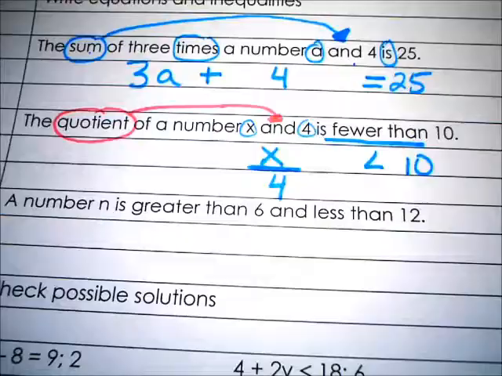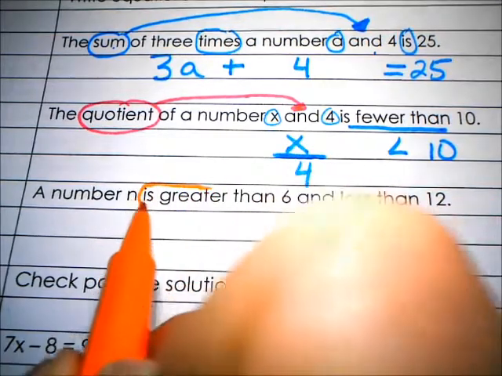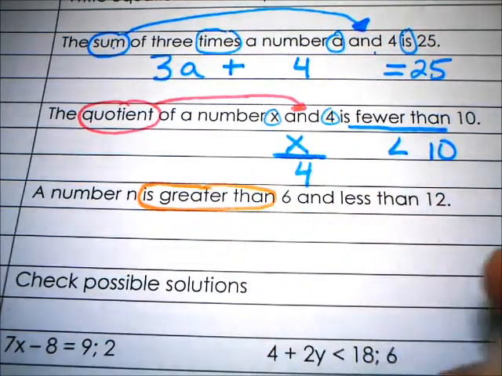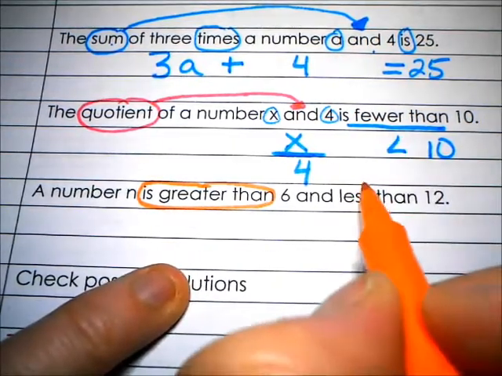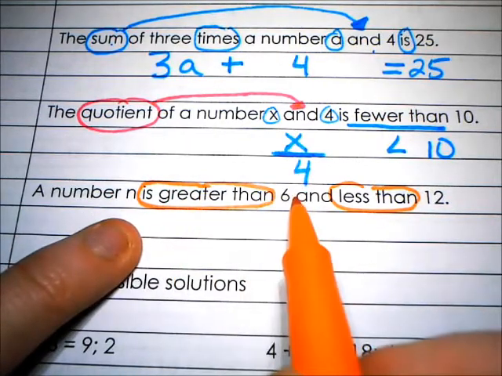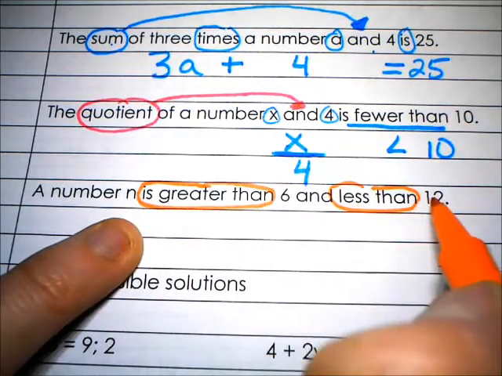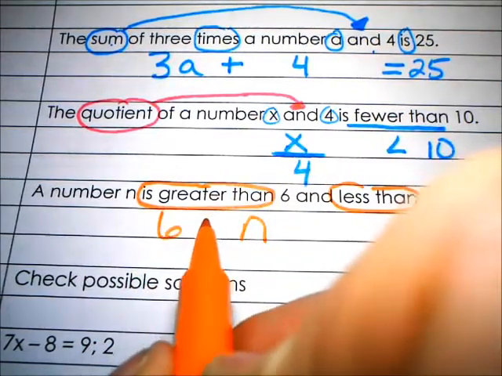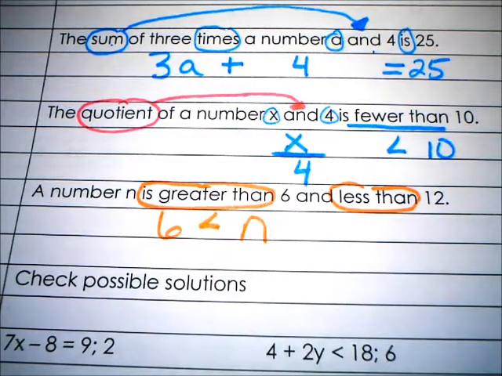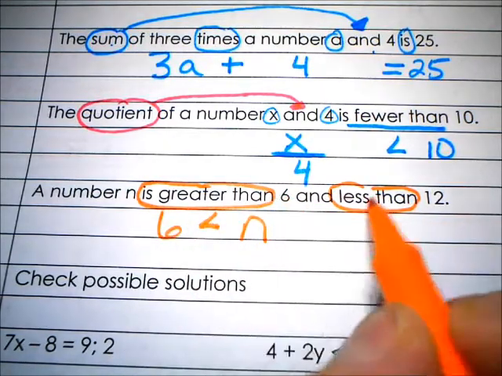Okay. On the next example, they say a number is greater than 6 and less than 12. So this is kind of a mixture of a problem. They're saying that this number is going to be greater than 6, and since the n is greater than 6 and less than 12, my n is in the middle. To be greater than 6 means I need the greater than symbol to point towards the 6. So n is larger than 6. But the n must also be less than 12.